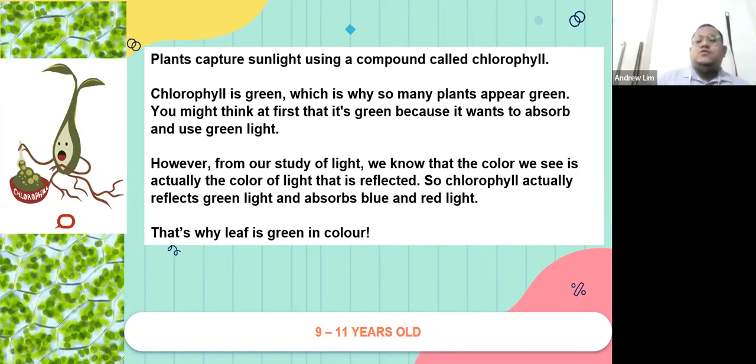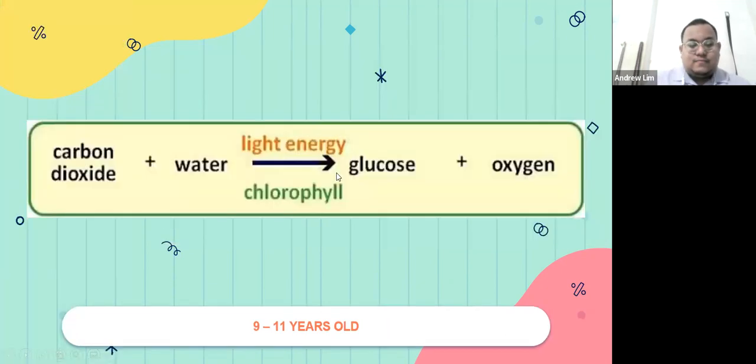So for those students who are 9 years old to 11 years old, do take note that the leaf is green in color not because the leaf absorbs the green light. It's because the leaf reflects the green light and absorbs the blue and red light. That's why the leaf is green in color. All right, next.